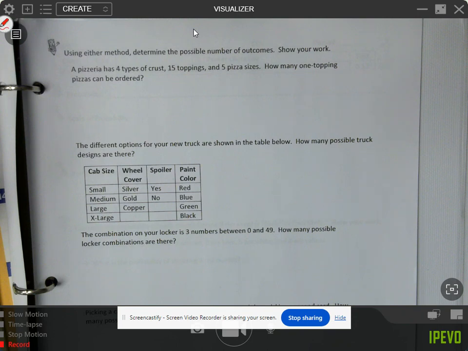Let's do this first one together. A pizzeria. So everybody put your pencils down. Pencils down. A pizzeria has 4 types of crust, 15 toppings, and 5 pizza slices. How many one-topping pizzas can be ordered? Show me with your fingers how many events are happening.